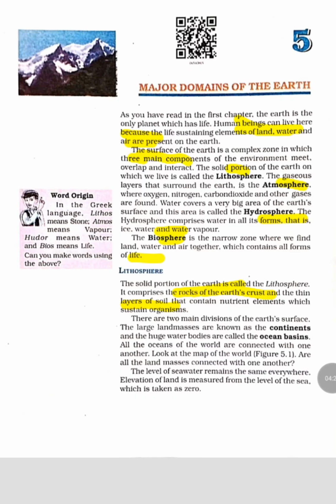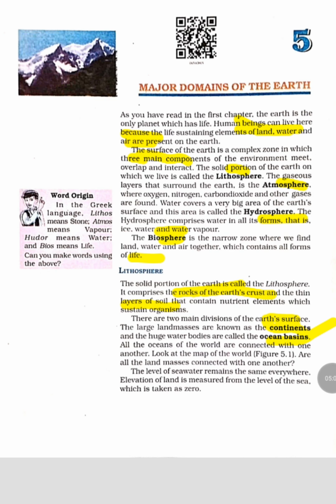There are two main divisions of the Earth's surface. The large landmass is the continent, and the huge water bodies are called ocean basins. When you read about the evolution of the Earth and the origin of continents and basins, you see that in the ancient period there was only one continent and one mega ocean, Pangea and Panthalassa. But nowadays there are 7 continents and 5 oceans. Can you name them? Please comment.